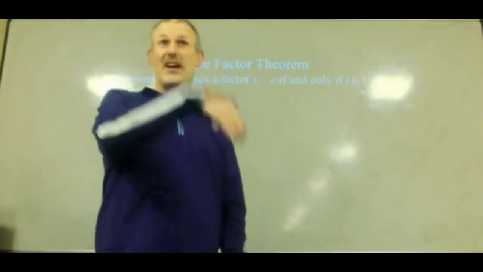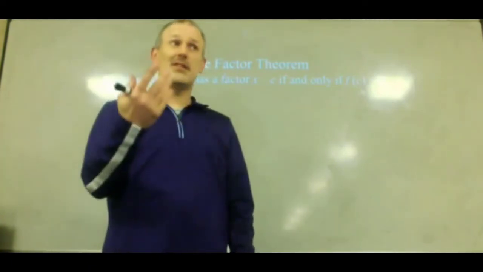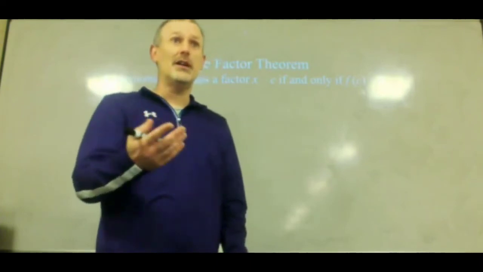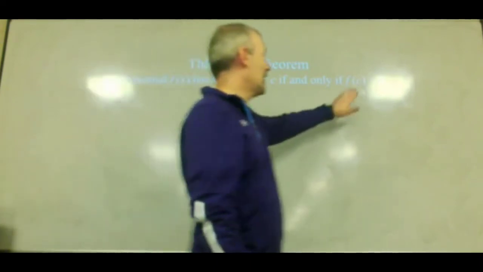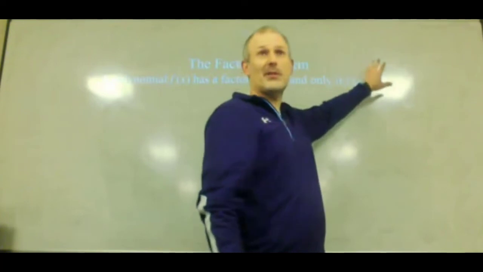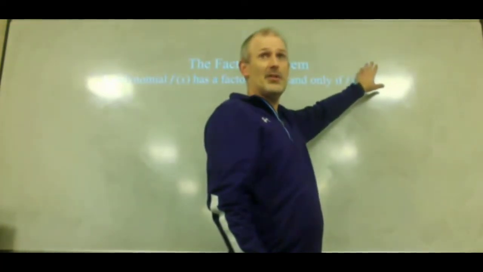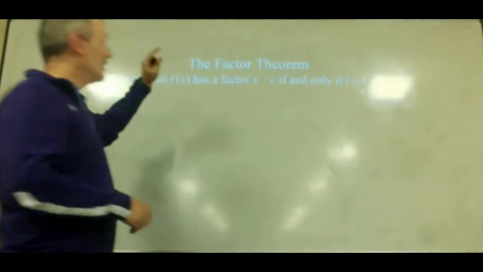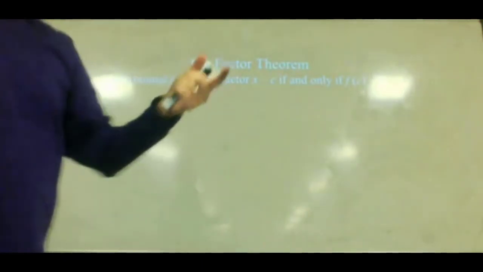Yes, because 6 divides into 12 evenly, which means no remainder, right? Or a remainder of 0. Now, what is this side saying? f(c) equals 0. Well, if we think about our remainder theorem, what is this saying? This means the remainder is 0, right? So this is really saying something fairly obvious, but it's going to give us the ability to check these factors using our synthetic division.